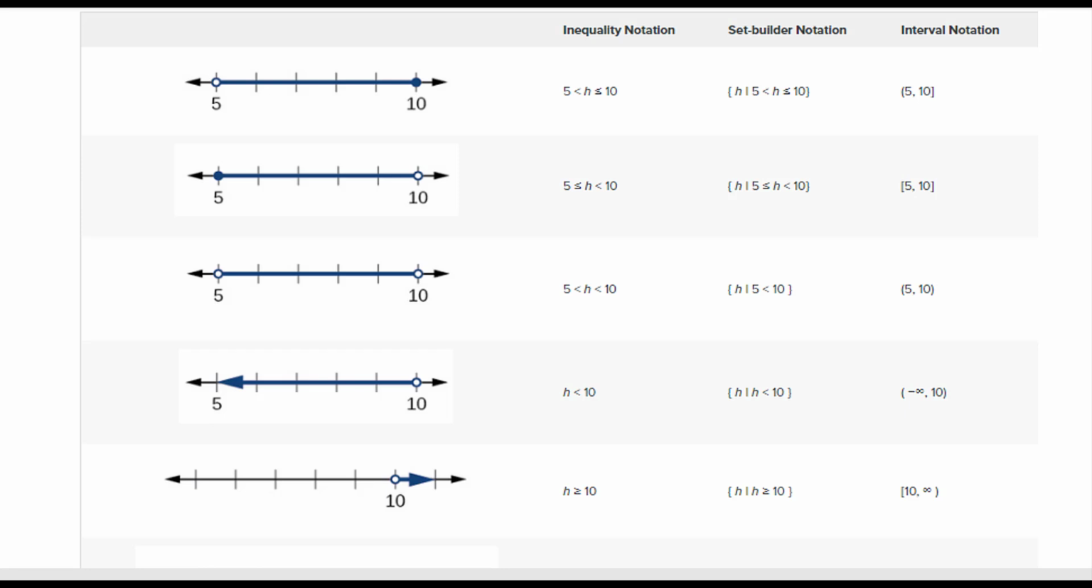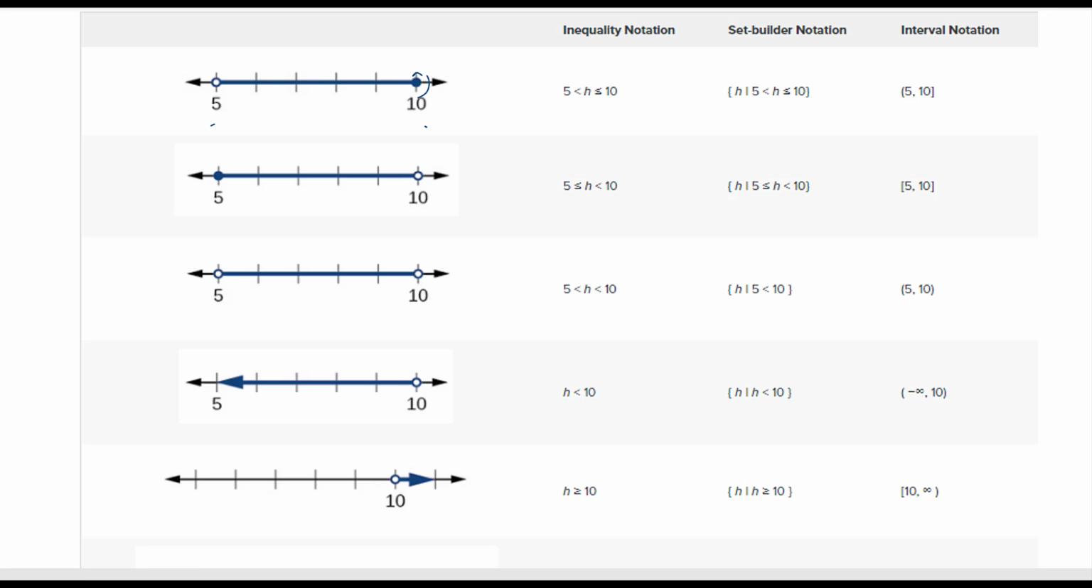In this video we are looking at interval and set builder notation. I wanted to show some intervals here. Here's 5 to 10, using some old school notation, not the parentheses and brackets, but the open and filled in circles. Open means it doesn't include the value, filled in means it does. So this is 5 is less than h less than or equal to 10.